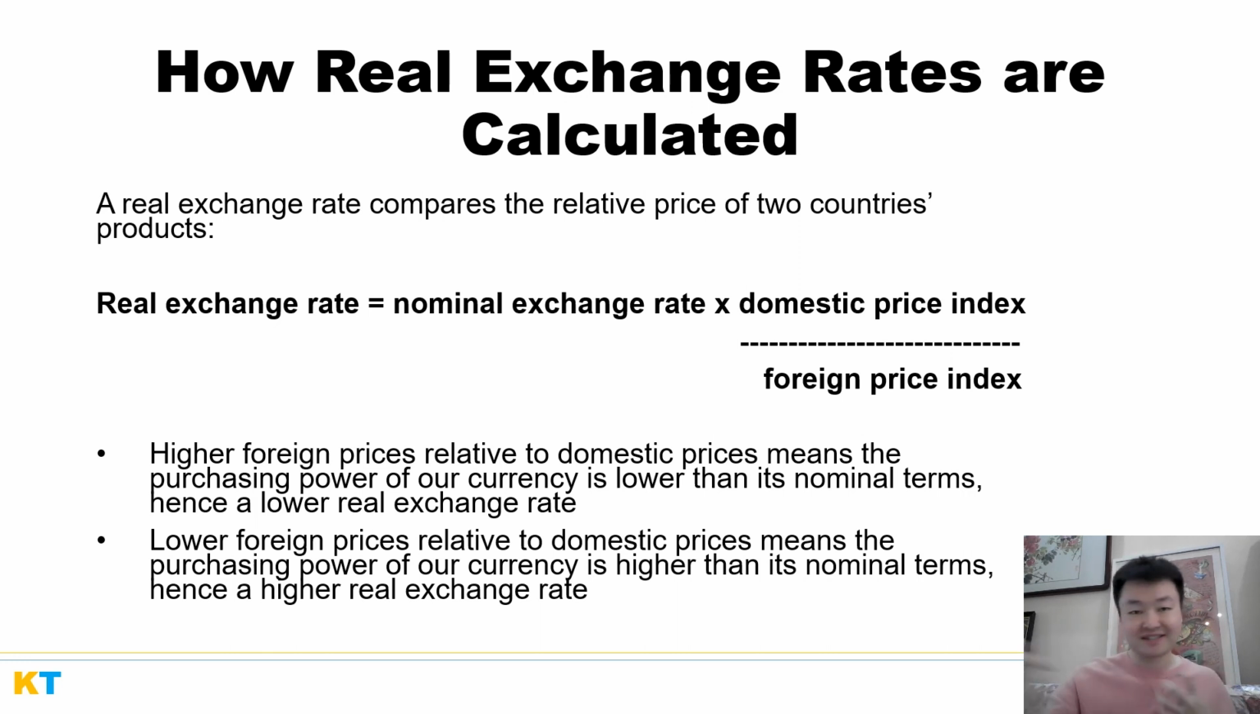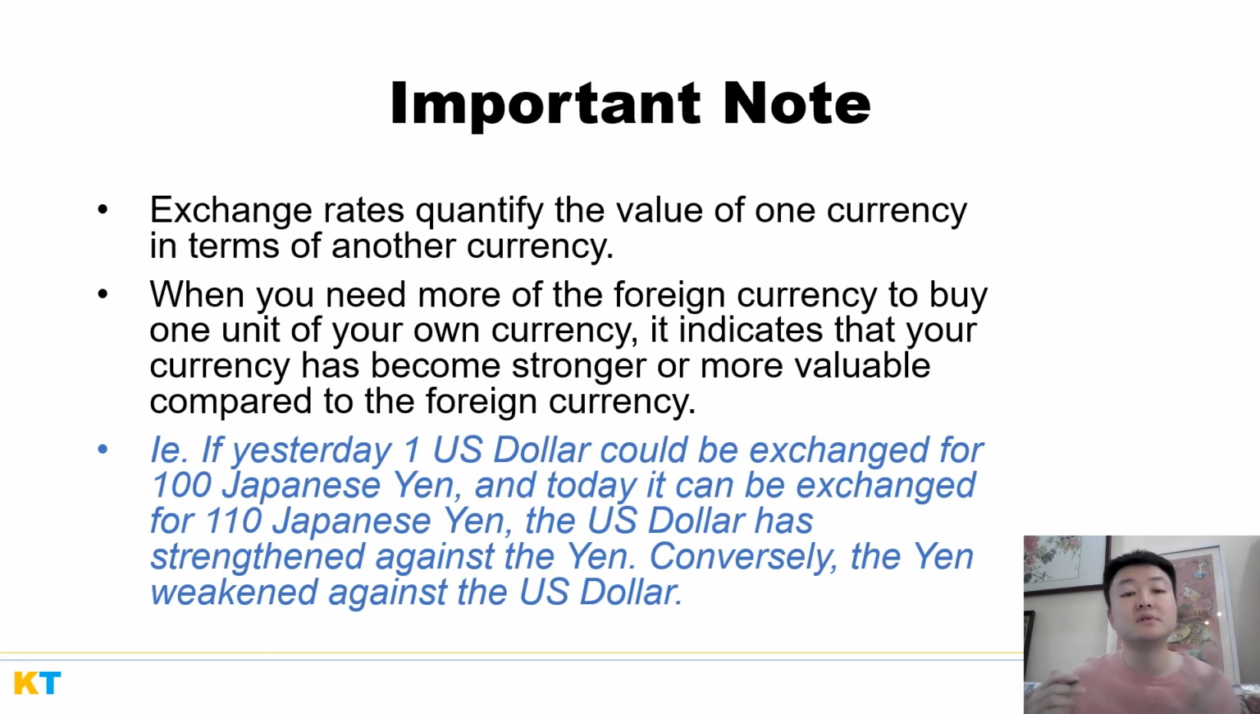Nominal exchange rates just tell us how much $1 is going to get me of another currency. That's it. It doesn't say anything about the purchasing power of that $1 in another country. And so there's an important note here: exchange rates quantify the value of one currency in terms of another currency. When you need more of a foreign currency to buy 1 unit of your own currency, it indicates that your currency has become stronger or more valuable compared to the foreign currency.